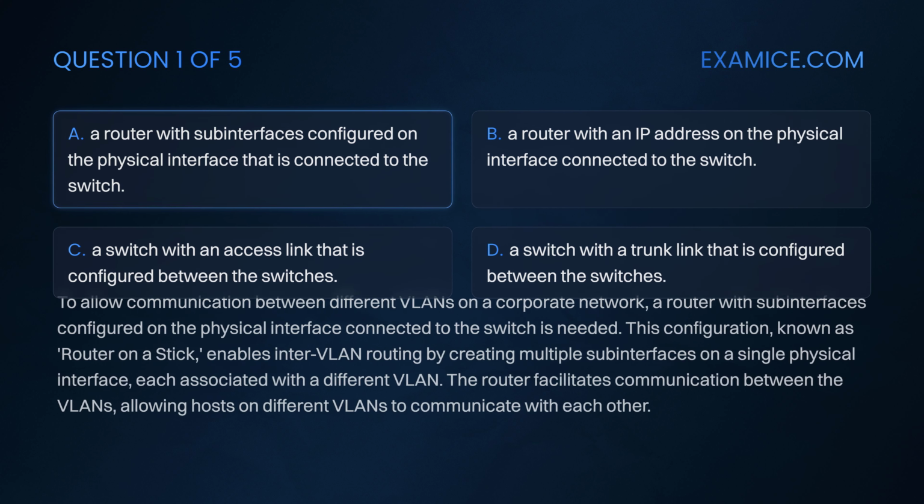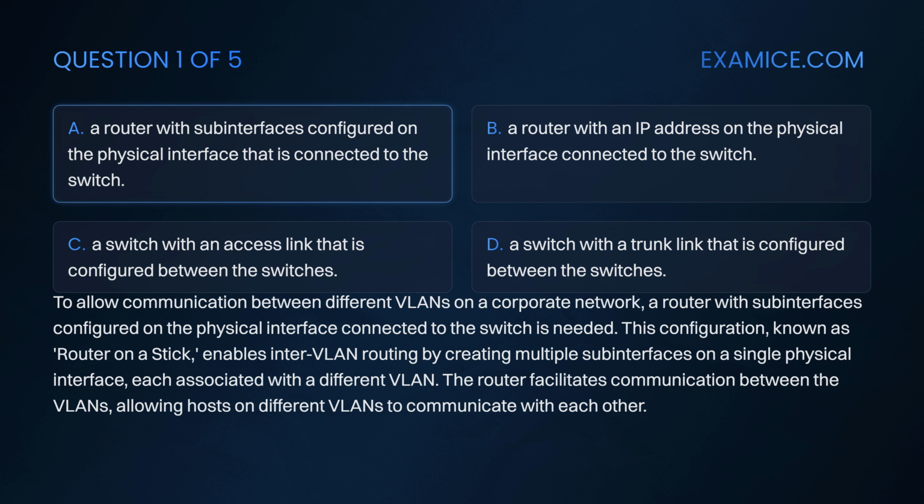To allow communication between different VLANs on a corporate network, a router with sub-interfaces configured on the physical interface connected to the switch is needed. This configuration, known as router on a stick, enables inter-VLAN routing by creating multiple sub-interfaces on a single physical interface, each associated with a different VLAN. The router facilitates communication between the VLANs, allowing hosts on different VLANs to communicate with each other.